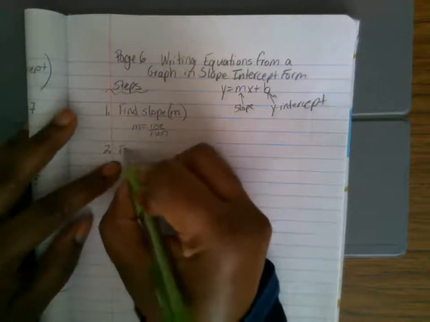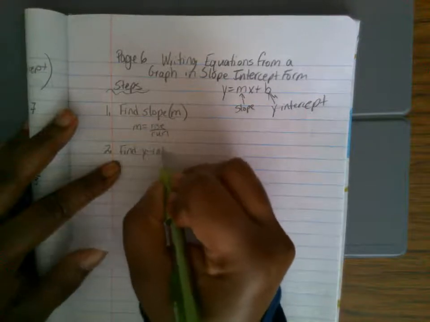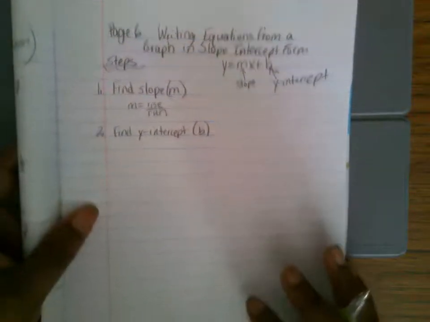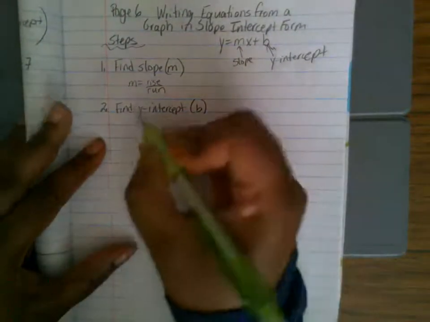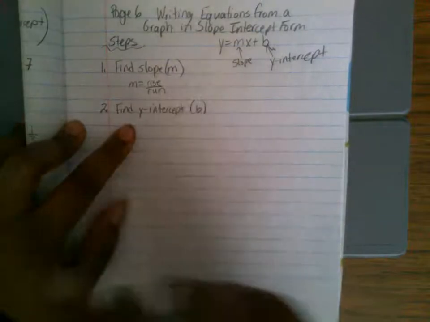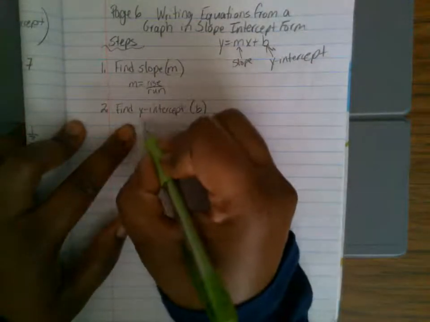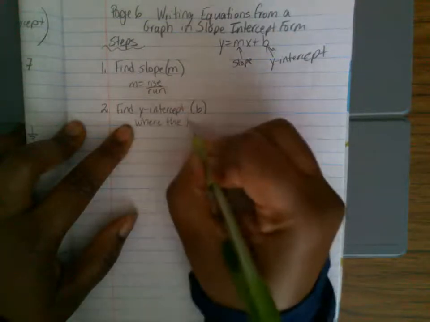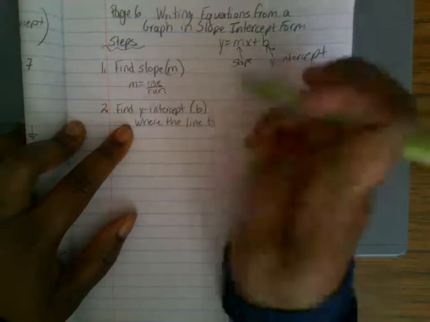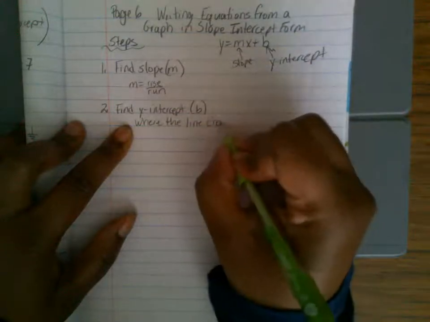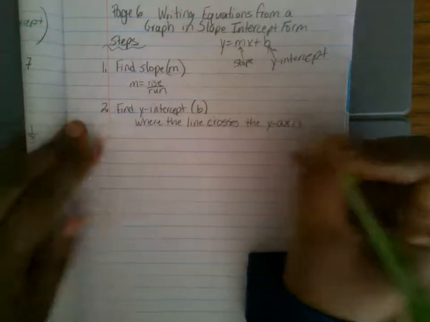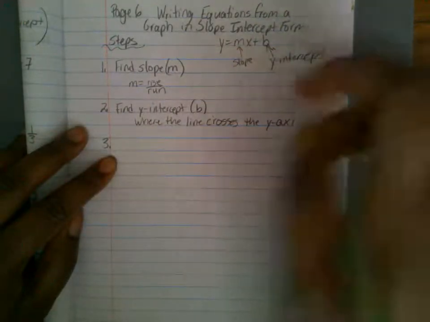Secondly, you're going to find the y-intercept. Remember, the letter for y-intercept is b. The letter for y-intercept is b. And you find the y-intercept by finding where the line crosses the y-axis. Okay? Now you take those two values and you're going to substitute them into the slope-intercept form.